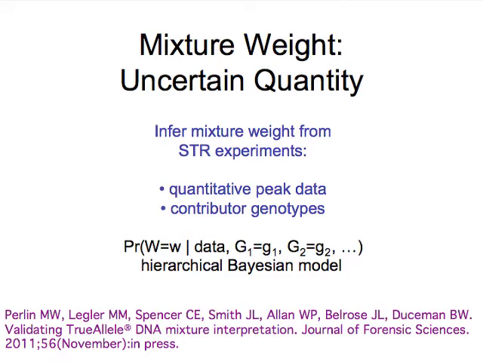The formula for this as a posterior probability is that the probability of the mixture weight variable, capital W, assuming a particular value, say between 0 and 1 if it's a two-person mixture, or a set of numbers that add up to 1 if it's more than two contributors, is conditioned on the data, the first genotype allele pair value, and the second genotype allele pair value. These are represented in a hierarchical Bayesian model, which I'll draw a picture for in just a moment.